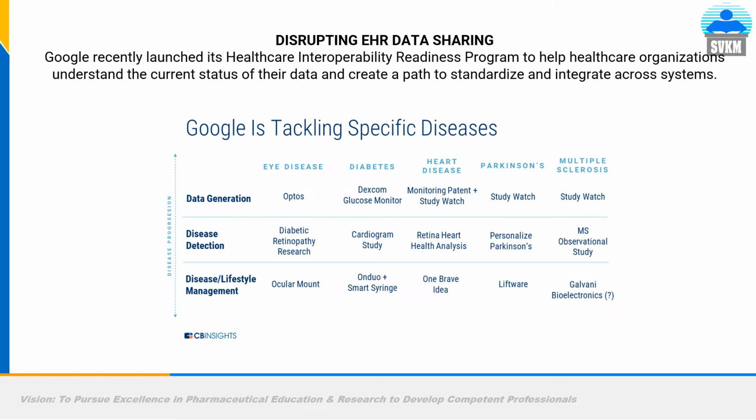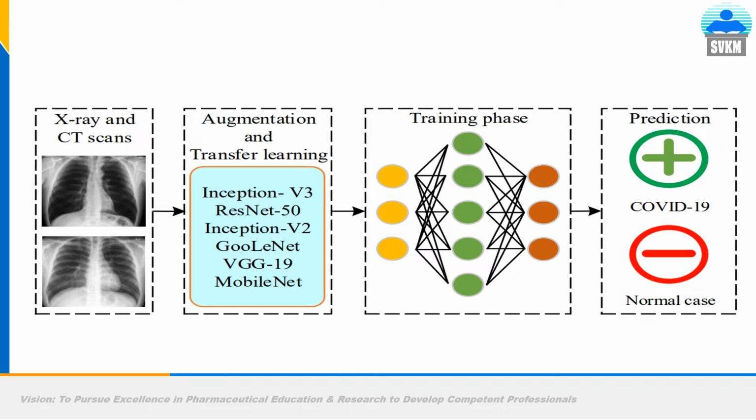So for example, disease detection, diabetic retinopathy research, in case of then cardiogram study, retina heart health analysis, personalized Parkinson's and multiple sclerosis observation study. All are being done by various proprietary software developed by Google. So how does it happen? Exactly what machine learning does.